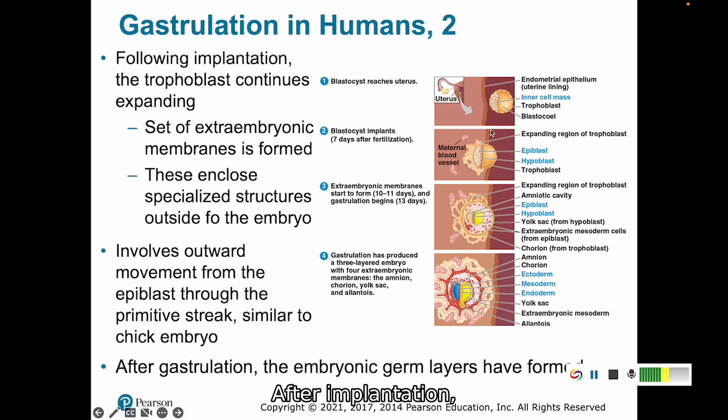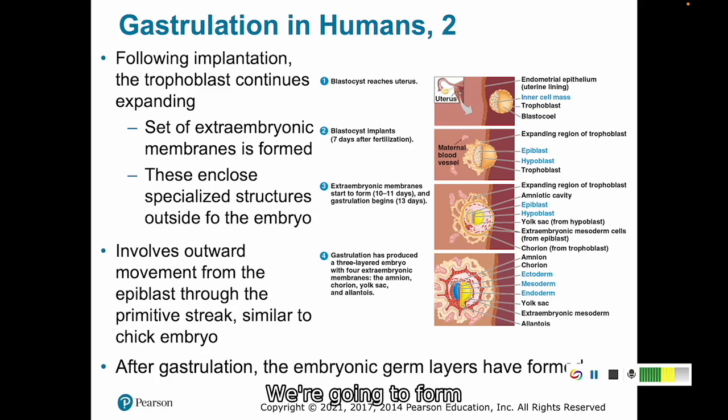After implantation, the trophoblast is going to continue expanding. You can see it growing, spreading here. It'll form sets of embryonic membranes, and these membranes will enclose the specialized structures outside of the embryo. We'll come back and talk about those embryonic membranes in a minute.